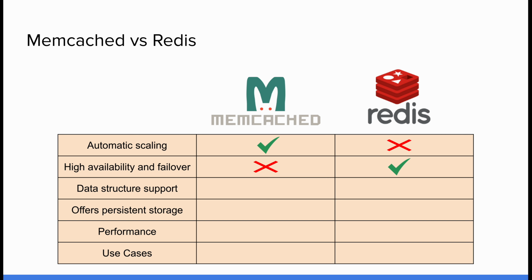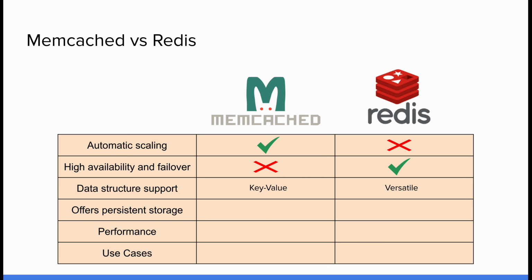Then we have data structure support. Memcached is limited to a basic key value store, whereas Redis supports a greater variety of data structures. So it can manage more complex caching tasks and use cases potentially.